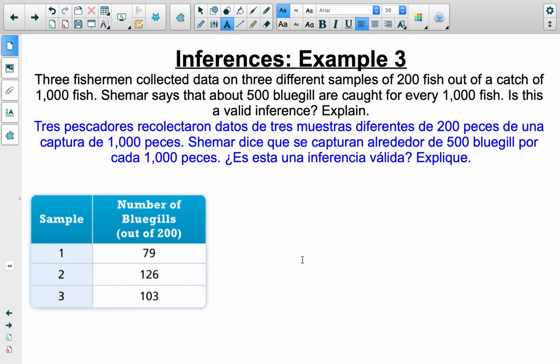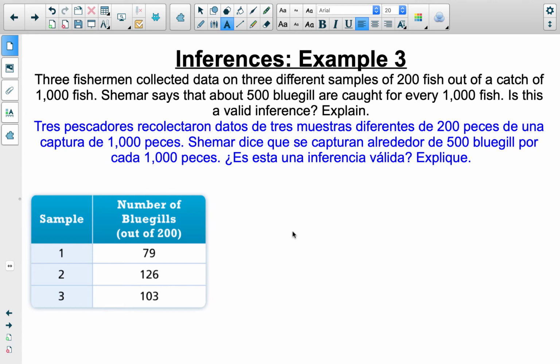All right, we're going to look at one more here. The three fishermen, so we have three samples, similar to Jayla doing three samples, collected data on three different samples of 200 fish out of a catch of 1,000 fish. Shamar says that about 500 bluegill are caught for every 1,000 fish. Is this a valid inference? Explain. So we need to determine, based on the numbers, does this prediction make any sense?